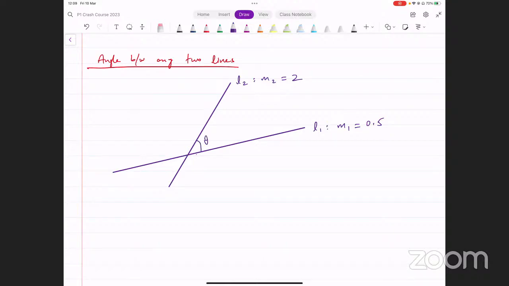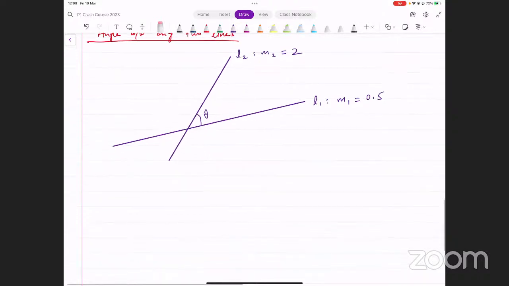Either this angle or this angle, both of them could be the angle between lines. You could find any one of the two. All right, the other two are actually equal. So this would be equal to this one, and this would be equal to this one. So it's either this acute angle or this obtuse angle. So you want to find one of these two angles. Now, how do you figure this angle out?